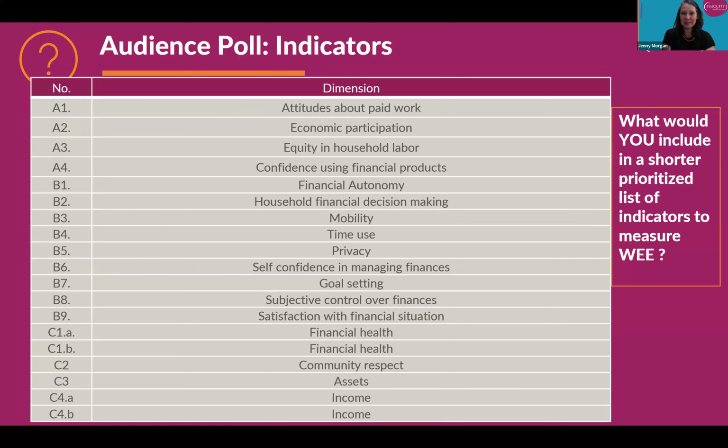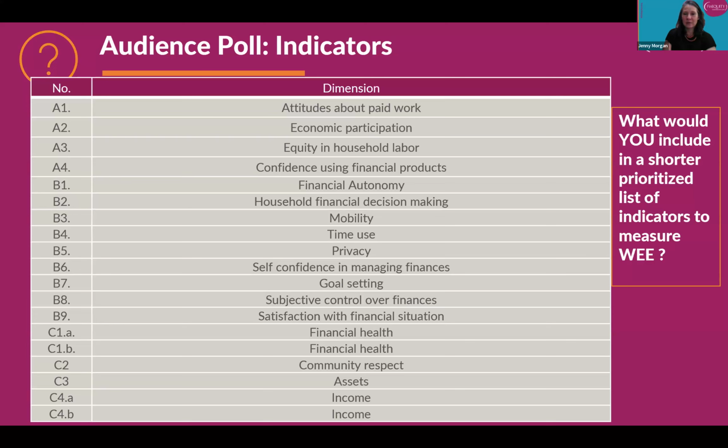All right. I think we're at pretty good participation levels. I'm just taking a look here. Economic participation is coming in quite high, and that's the percentage of women participating in income generating activities. Let's see what else here. Financial autonomy and household financial decision making also coming in quite high.